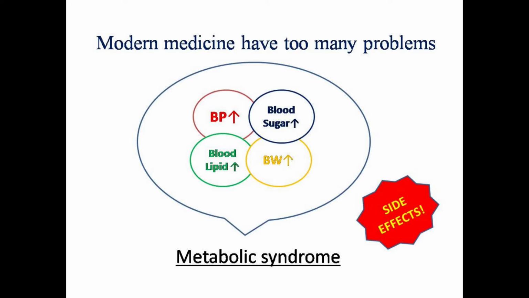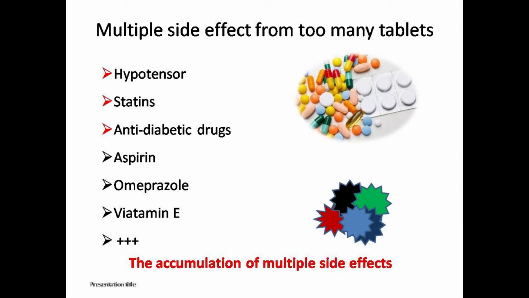So, for example, the metabolic syndrome. What is metabolic syndrome? I will talk about it later in my lecture, a 5 or 10 minute lecture. That is hypertension, high blood sugar, hyperlipidemia, and overweight or obesity. If 4 of these happen in the same person at the same time, that is metabolic syndrome. How do we treat this condition?